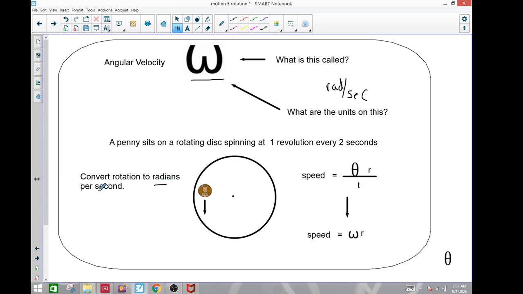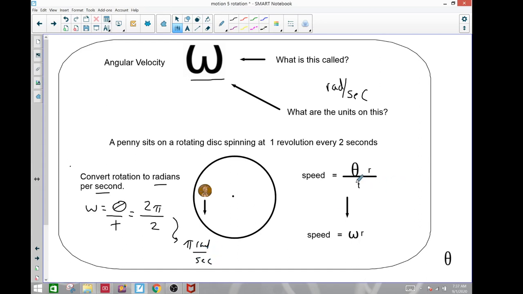Now, a radian per second would be an angular velocity. So 1 rotation in every 2 seconds. I need to have my angle per time. 1 rotation is pretty straightforward. That's just 1 time around the circle, whichever way you want to go. That's just 2 pi, and we're doing that in 2 seconds. So 2 divided by 2, and my angular velocity is just pi radians per second.